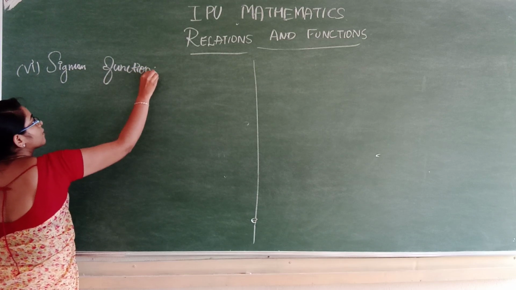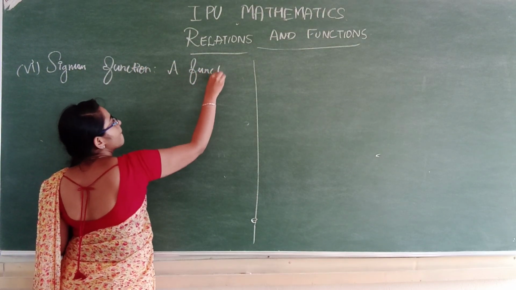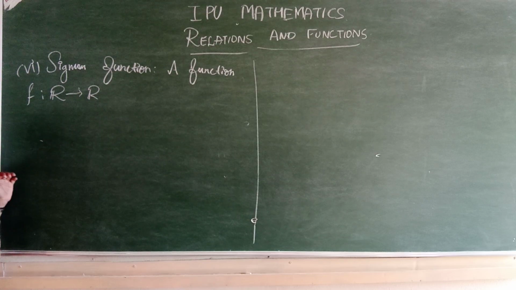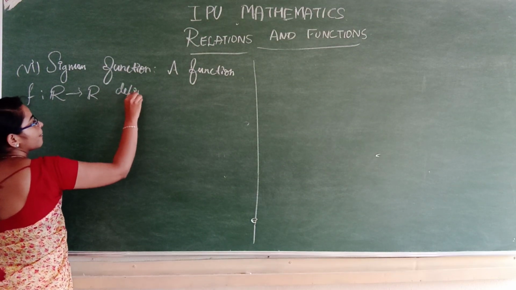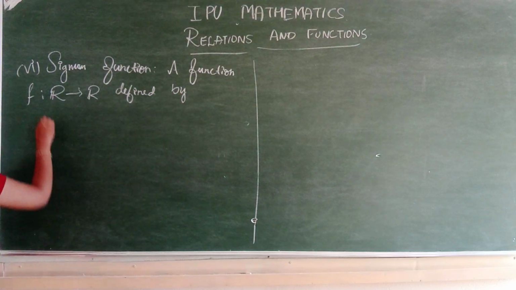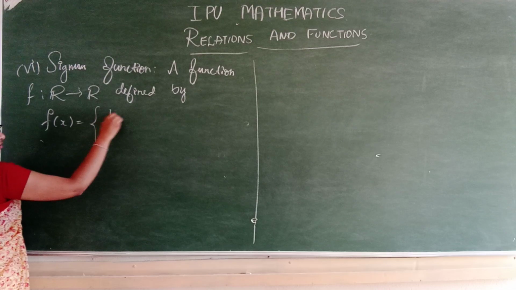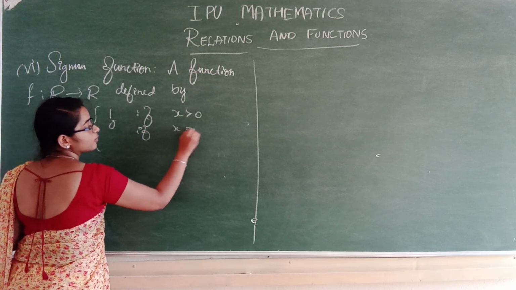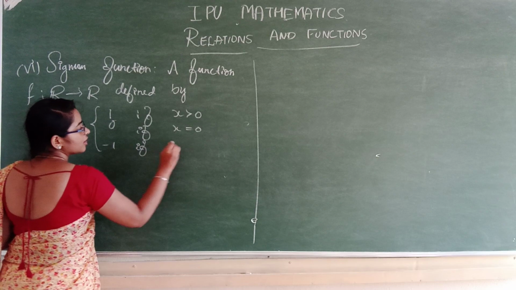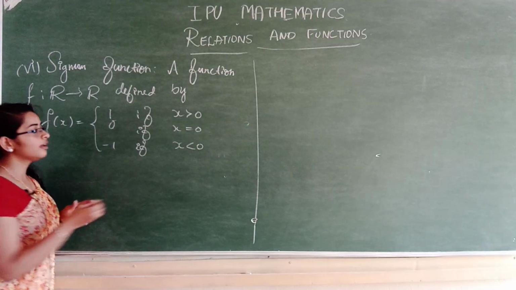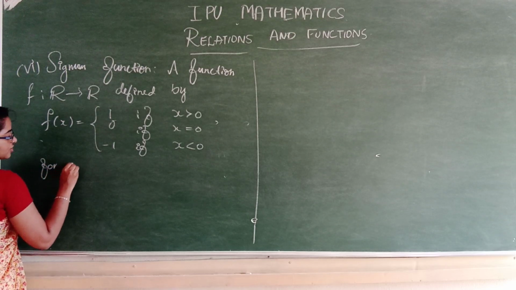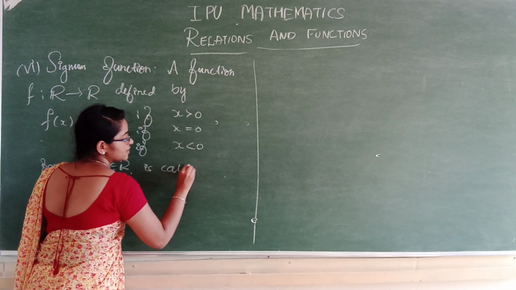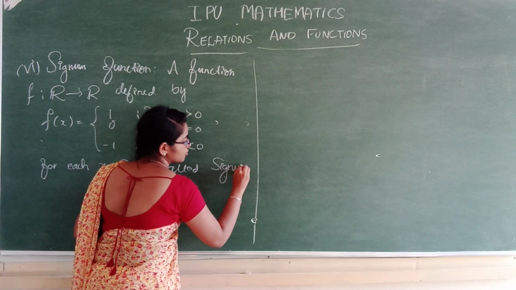The function f from R to R, it's a real valued function, defined by f of x is equal to 1 if x is greater than 0, 0 if x is equal to 0, and minus 1 if x is less than 0, for each x belongs to R, is called the signum function.